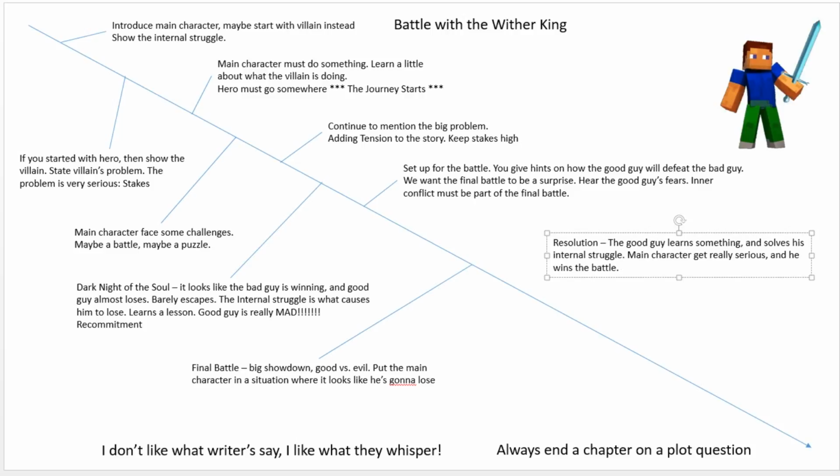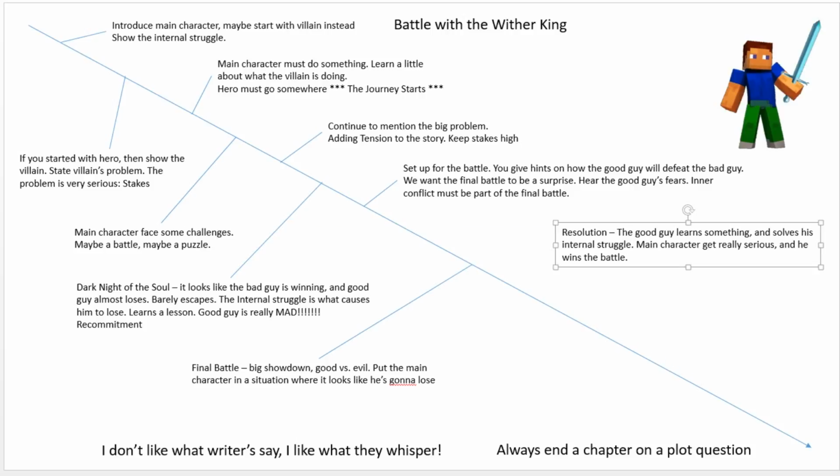So here we're going to have this resolution where we're going to show that he learned something and that the main character gets really serious, and somehow something solved keeps him from losing down here in the final battle. Maybe at the last second, his fear is overcome and he ducks and he realizes, hey, I don't have to be afraid, and then he starts fighting again and getting really serious. So here we're going to have the resolution. It has to tie to the internal conflict because that's the whole point of the whole book.